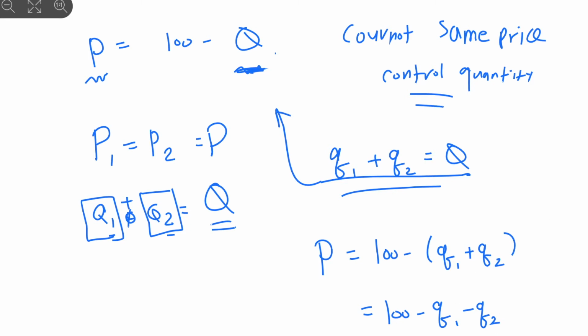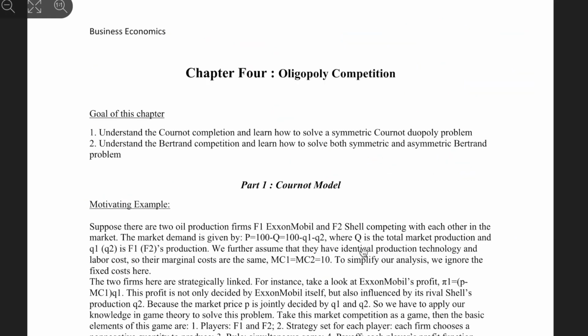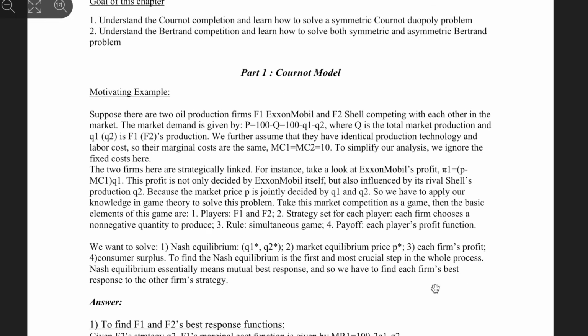So let's go back to the slide. We're talking about why we have the production function, and it goes to 100 minus q1 minus q2 because big Q, the total quantity produced, equals the quantity produced by firm 1 and the quantity produced by firm 2, because we only have two companies, Exxon and Shell, in the market.